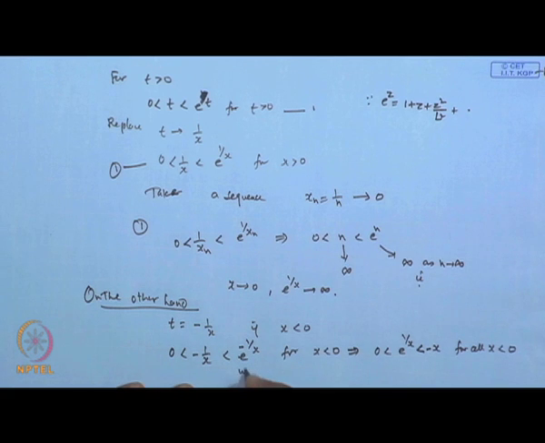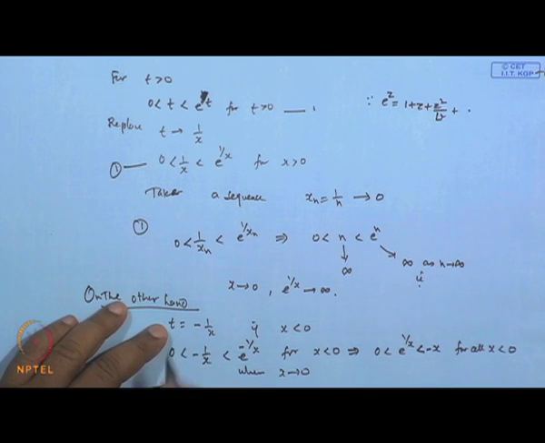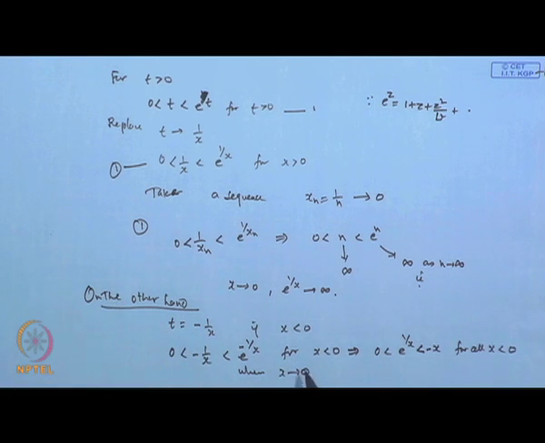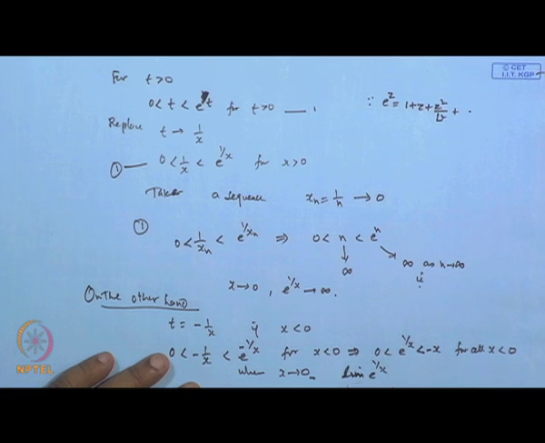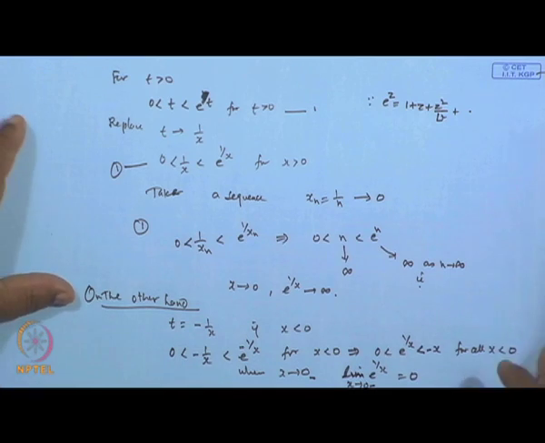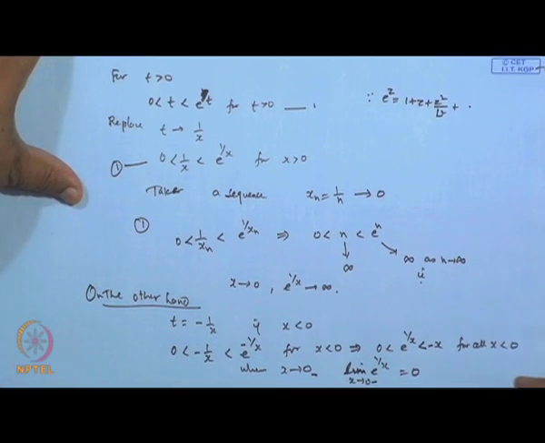So, when x tends to 0, from the left hand side this will be 0. So this limit comes out to be 0, which implies that the limit of e to the power 1 by x when x tends to 0 from the negative side is 0. Therefore, this limit is done.